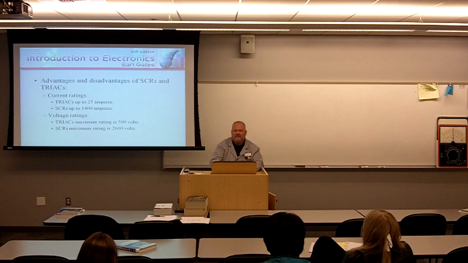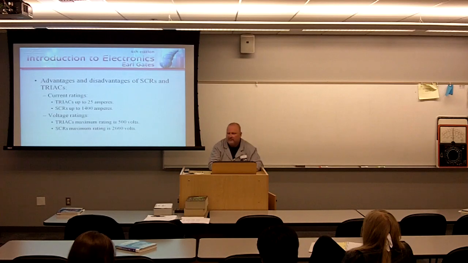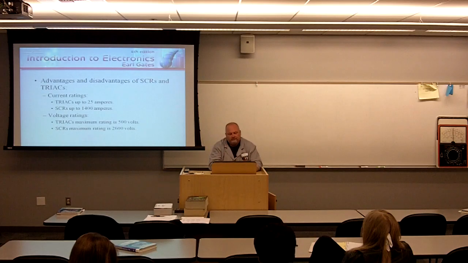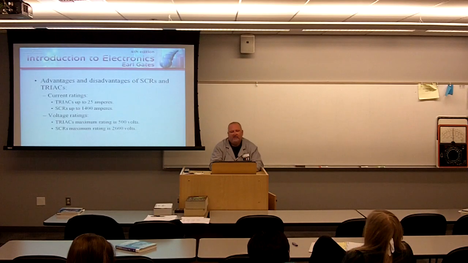Advantages and disadvantages of SCRs and triacs. I want you folks to strap yourselves in and hang on for this. These are some big numbers. Current ratings for triacs go all the way up to 25 amps. That means just about anything in your home you can control with a triac. The biggest outlet in your home, other than an appliance that's hardwired to your box, is going to be 20 amps. So anything that you could buy consumer and plug in a wall can be controlled with a triac.